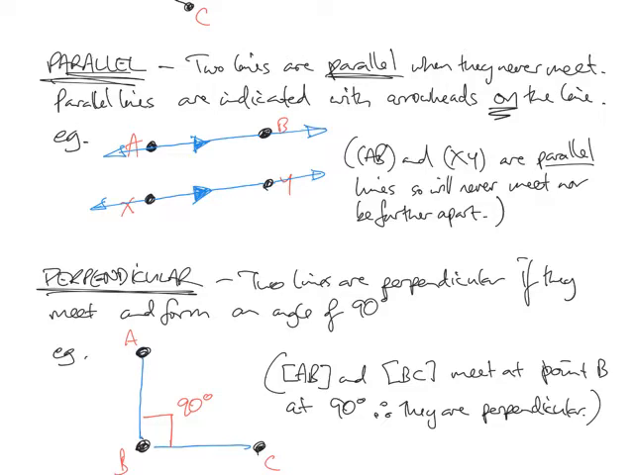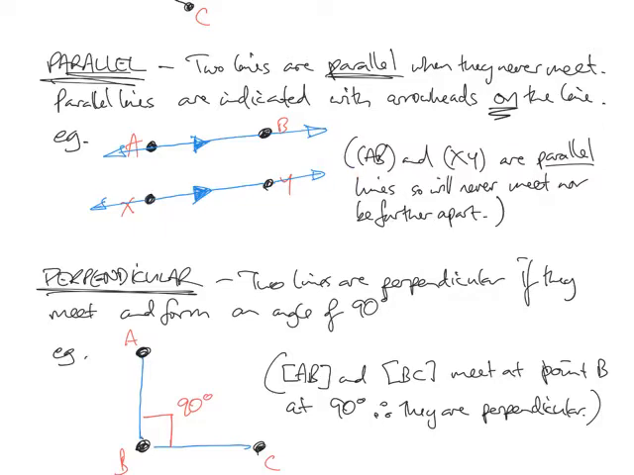The idea of parallelism: two lines are parallel when they never meet. So there's not an angle between them. They can't form an angle anyway because they never meet. But if they were on top of each other, there'd be an angle of 0 between them. Because of this, they're all going to go infinitely and never touch.